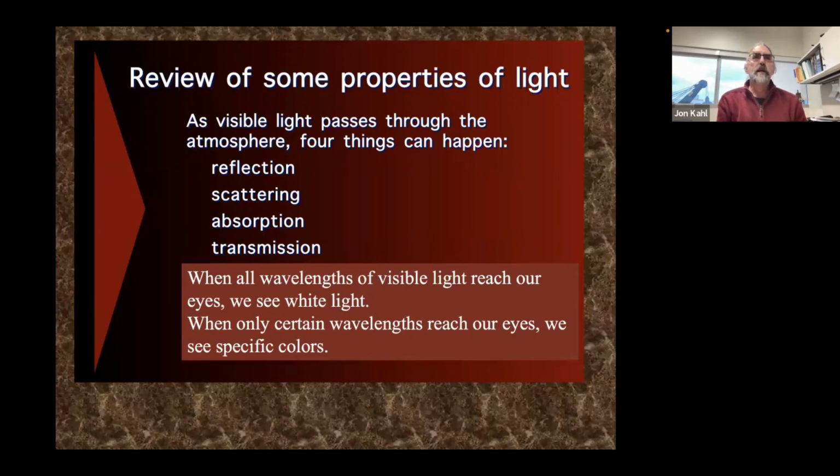And when we see many different sizes at one time, that's white. So actually, if you want to get technical, white isn't a color. White is all colors together. When you see only one specific wavelength, one specific type of wave that makes up visible light, then that's a specific color.